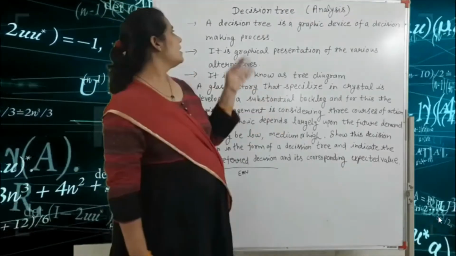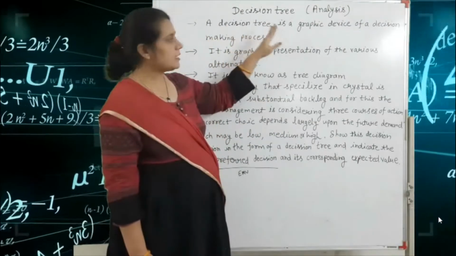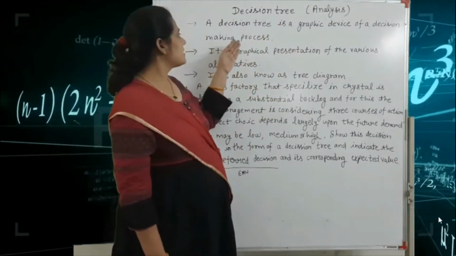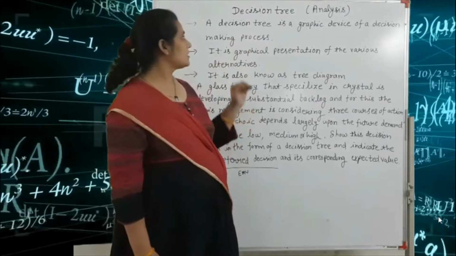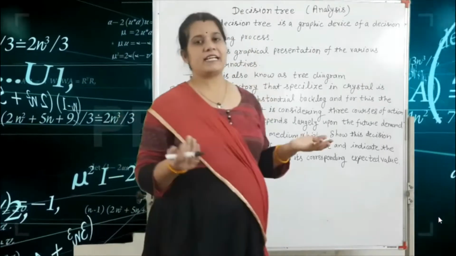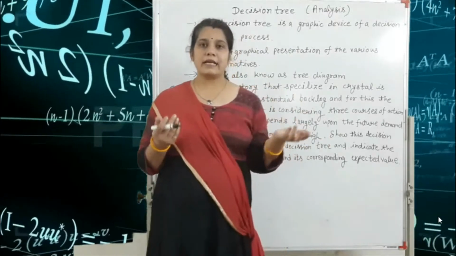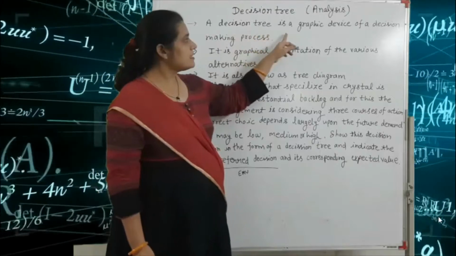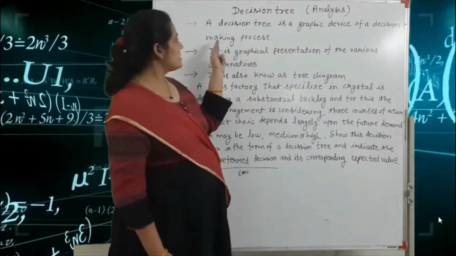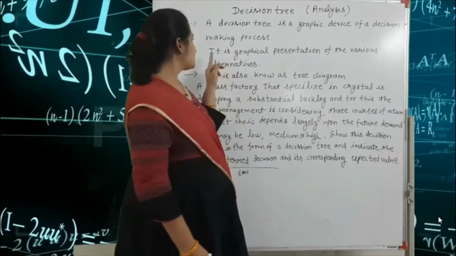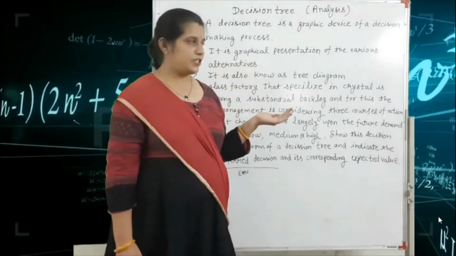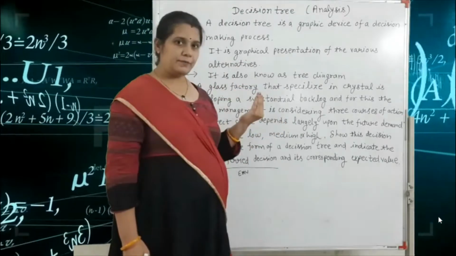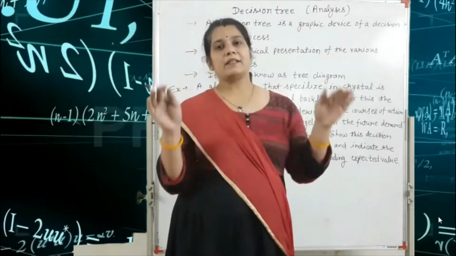A decision tree is a graphic device of a decision making process. That means if we map a graph, the pattern of this graph is tree type. So a decision tree is a graphical presentation of the various alternatives. First we map the table and according to this table we map a graph.